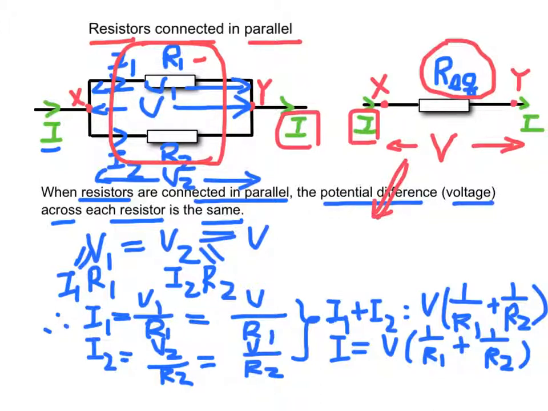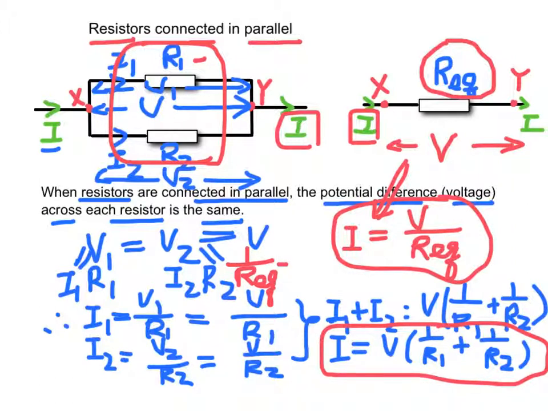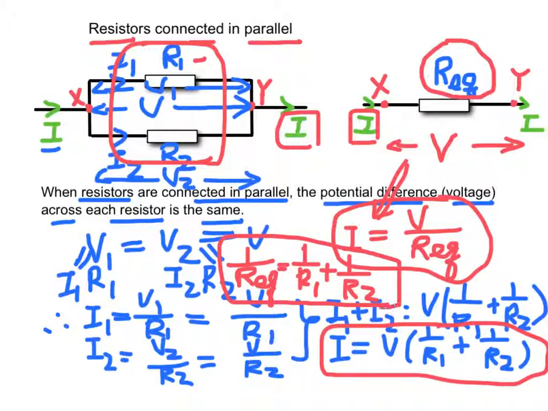By Ohm's law, we have I equal to V over Req. By comparing this equation with these equations, we have 1 over Req equal to 1 over R1 plus 1 over R2. And this formula is very important to find the equivalent resistance for resistors connected in parallel.